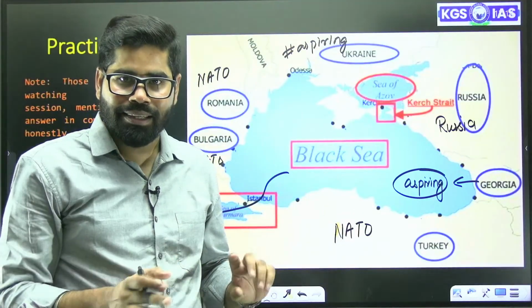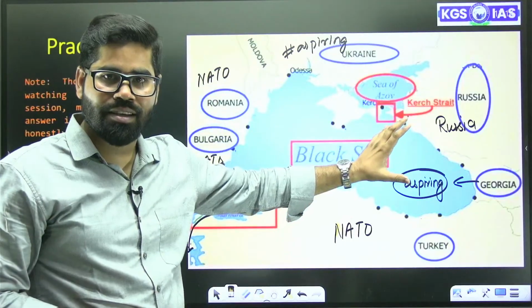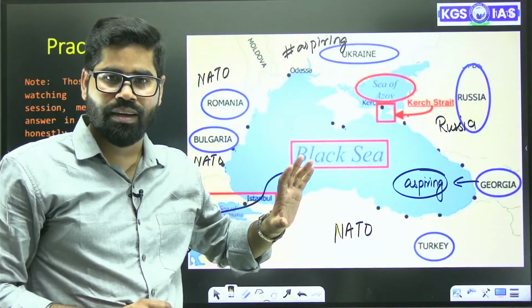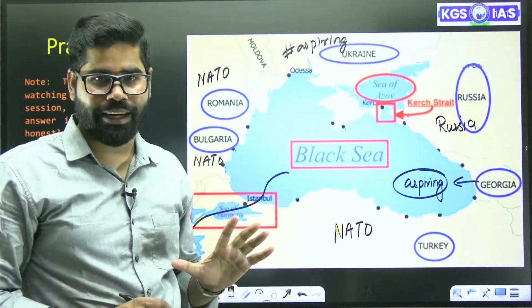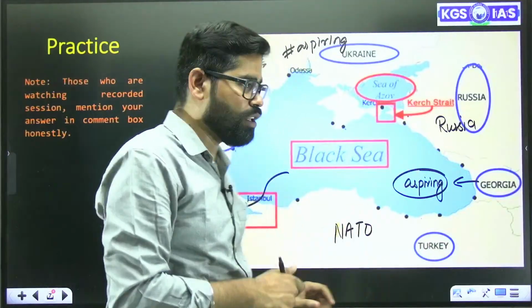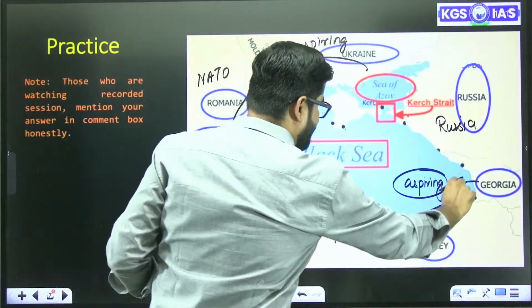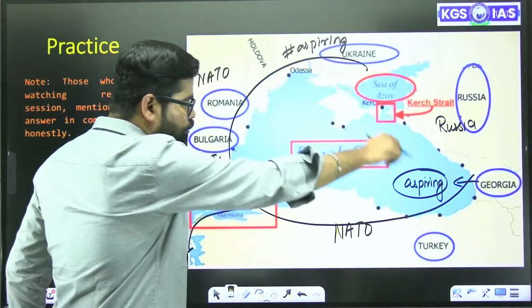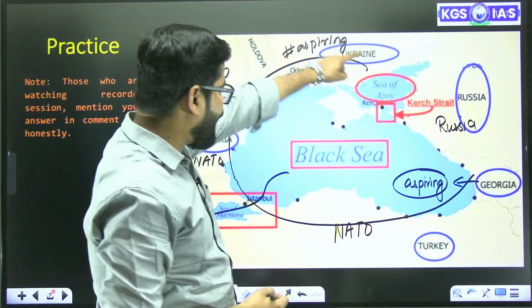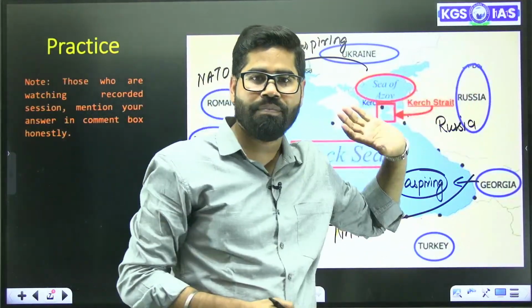Now, they want to secure good access to the Black Sea region. They are trying to make sure that they are not being blocked from all sides. But if you look at this, NATO members are like this. This is the area of influence of the NATO members. And here we have Russia.